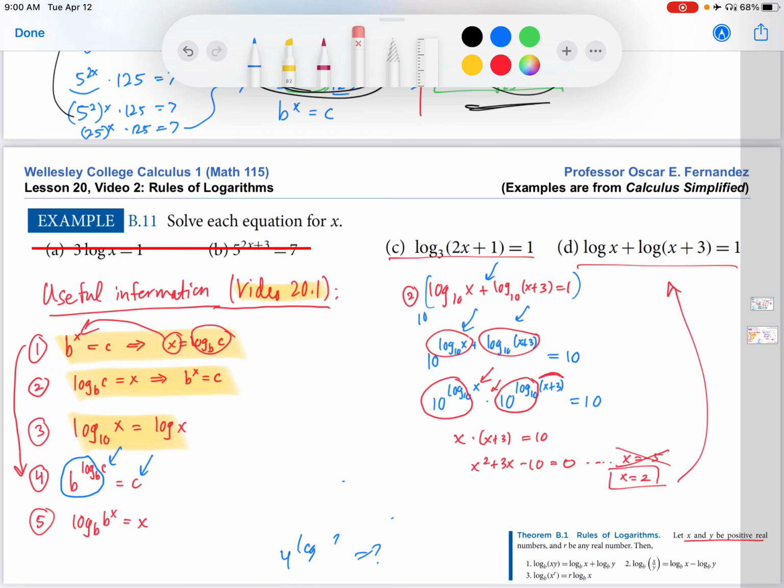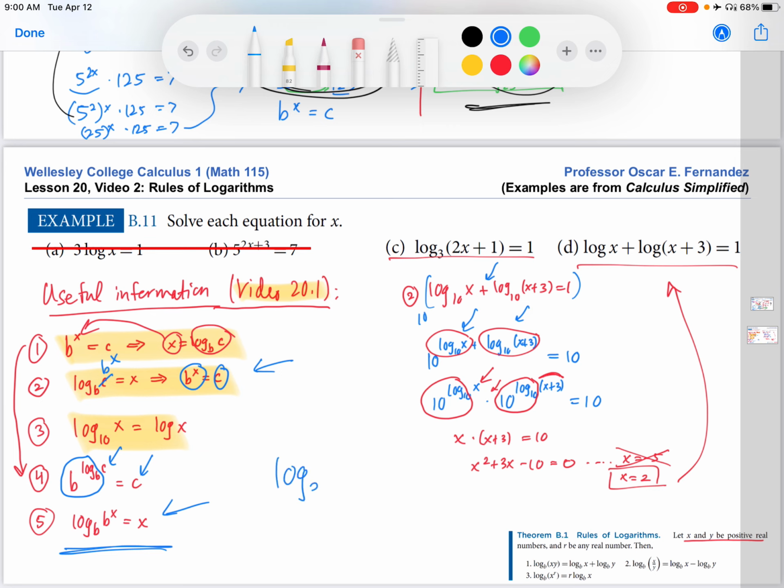We didn't end up talking too much about this fact number 5 over here, but the similar thing happens if you start here and you use the fact that c equals b to the x, and you replace the c here with b to the x, then you get this fact down here. So this is another way you could view it.